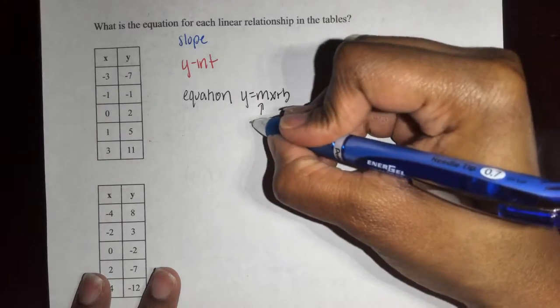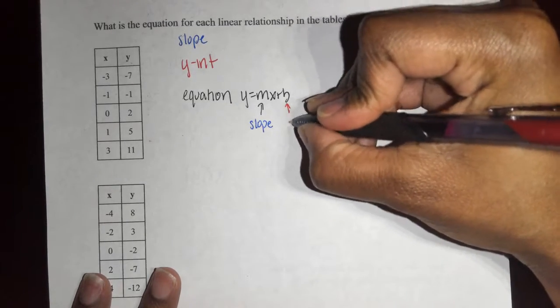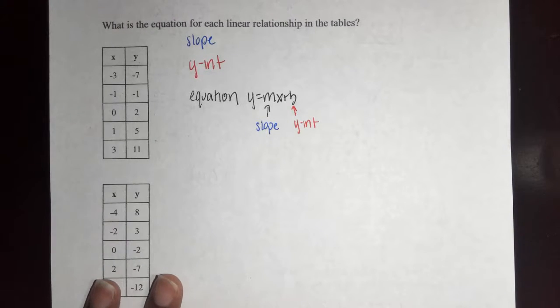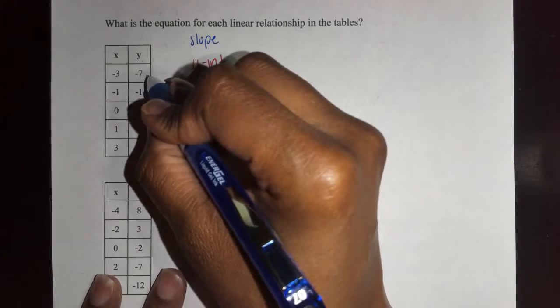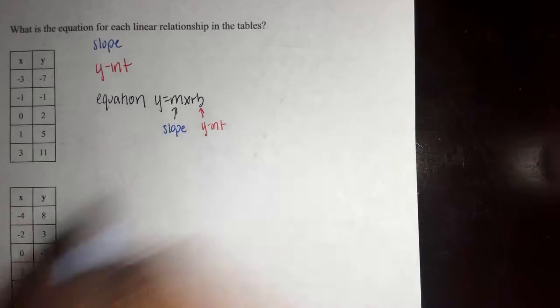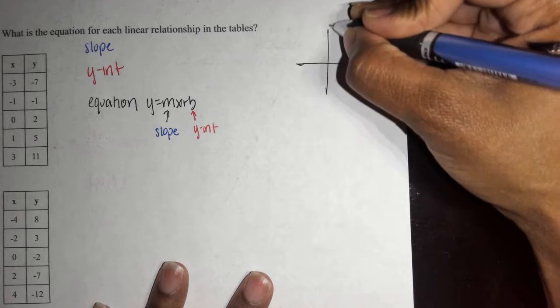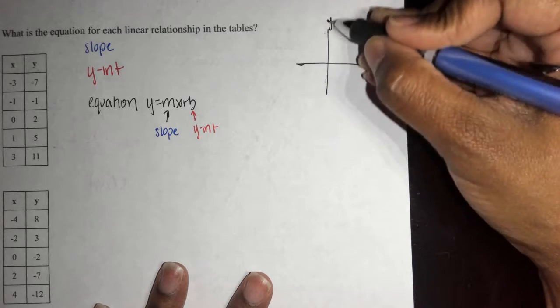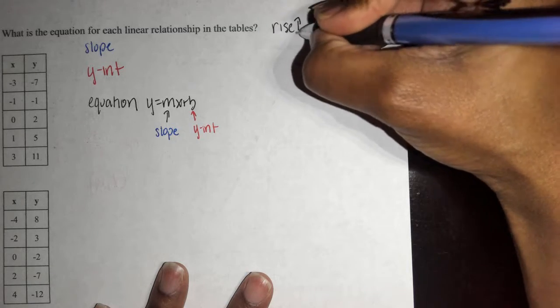Remember, m is our slope and b is our y-intercept. So let's find the slope first. The slope is the value of your rise over your run. If you think about a graph of a line, you've got your y-axis and your x-axis. Your rise goes in the y direction because y goes up and down, so your rise is up or down.